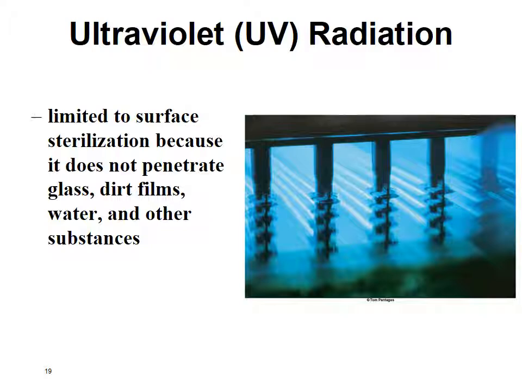But because UV radiation burns the skin and damages eyes, people working in these areas have to be certain that the UV lamps are off when the areas are in use. Commercial UV units are available for water treatment. Pathogens and other microorganisms are destroyed when a thin layer of water is passed under the lamps.